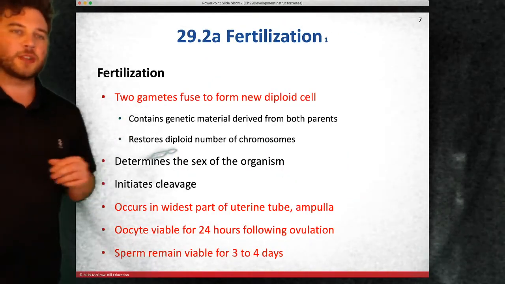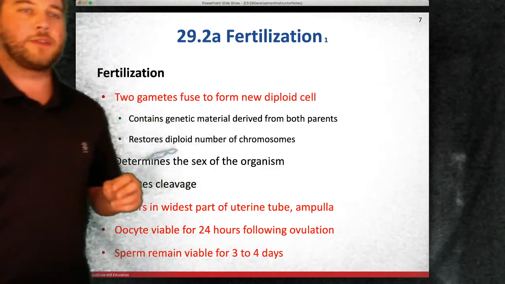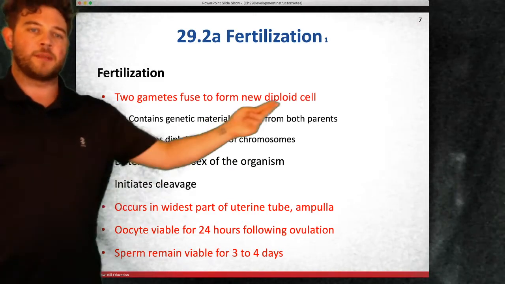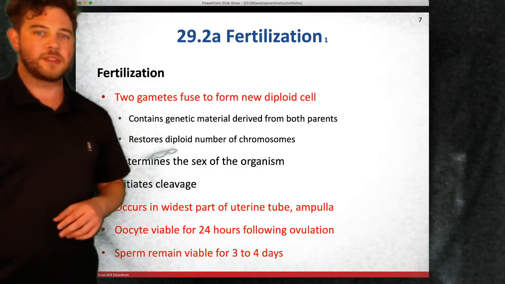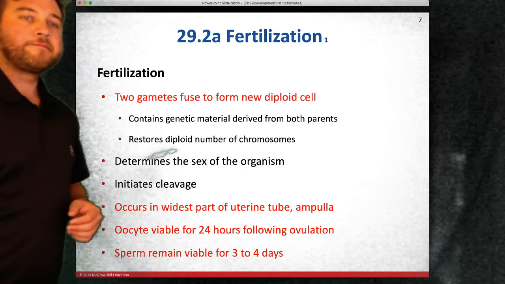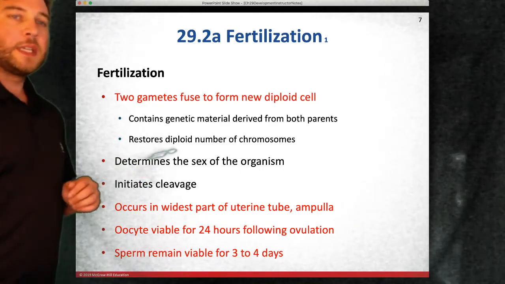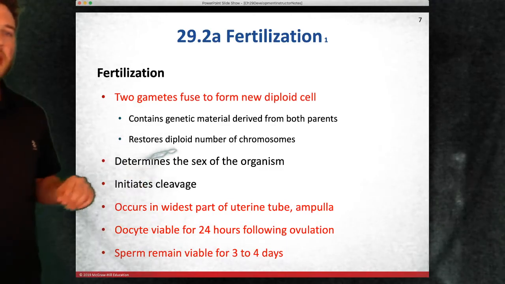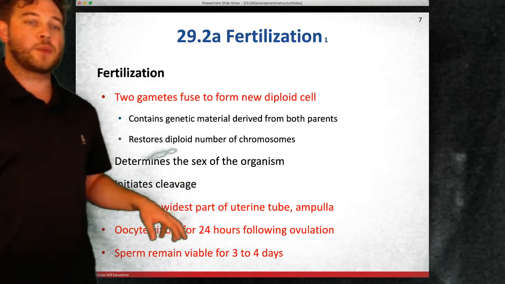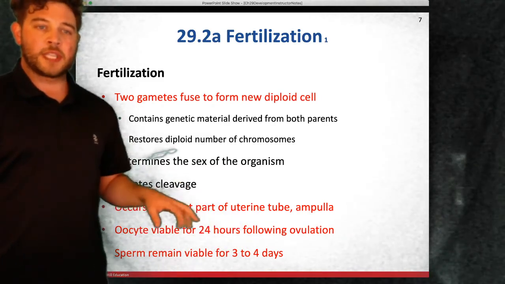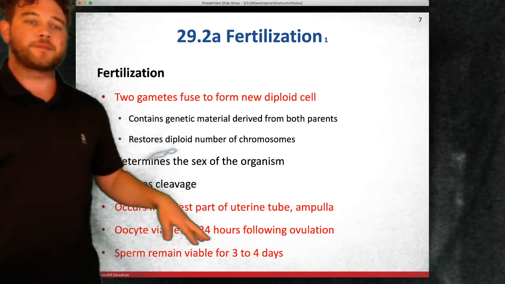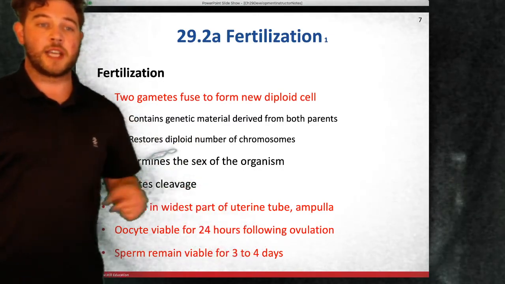So looking at fertilization, you have two gametes fusing to form a new diploid cell. Remember that these are both haploid. Your sperm and your egg are haploid, meaning that they have 23 chromosomes, and they come together to form a diploid cell with 23 pairs of chromosomes. This contains the genetic material derived from both parents and restores diploidy. It determines the sex of the organism, initiates cleavage, which is the divisions, and occurs in the widest part of the uterine tube. The oocyte is viable for 24 hours following ovulation, while sperm remain viable for 3 to 4 days. So if you're trying to track ovulation specifically, your sperm are going to last a lot longer than the egg will.